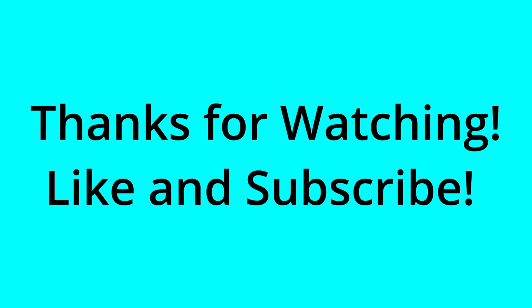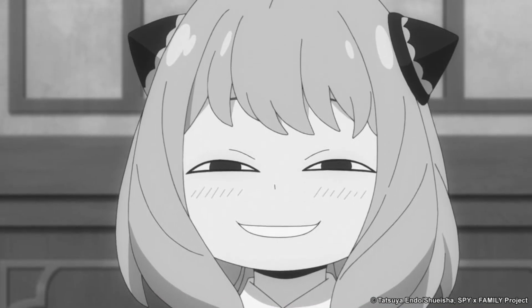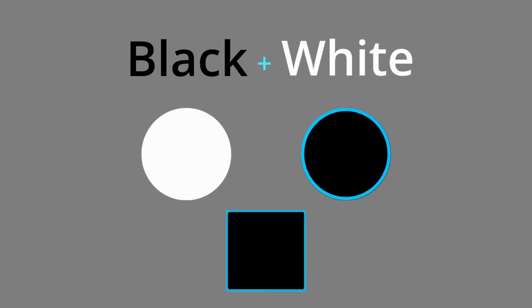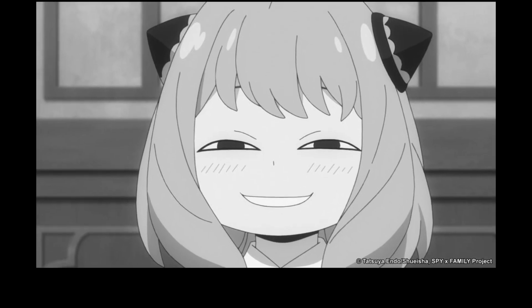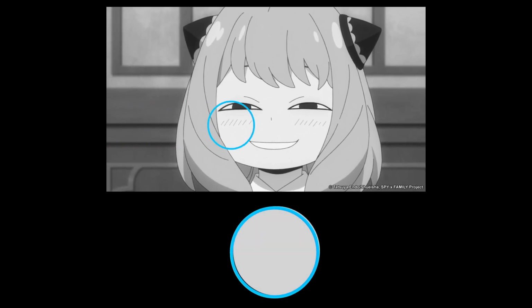Hold up. Wait a minute. Go back. This image is not black and white. It's actually grayscale. Black and white means that each pixel is only black and white. However, grayscale means that each color is some shade of gray. This black and white image has a couple colors in it.